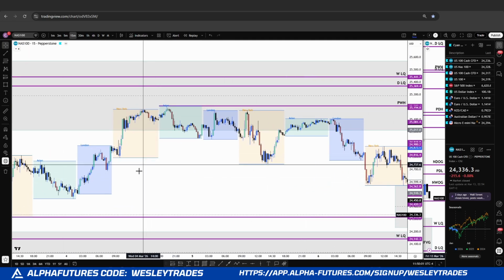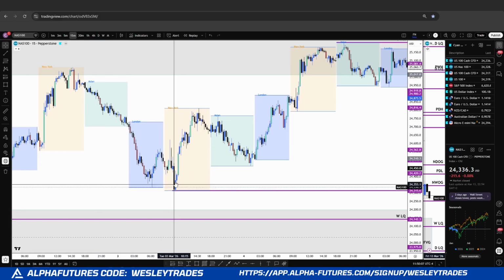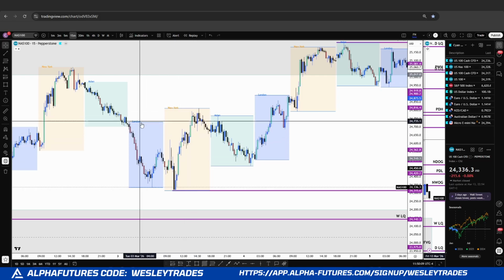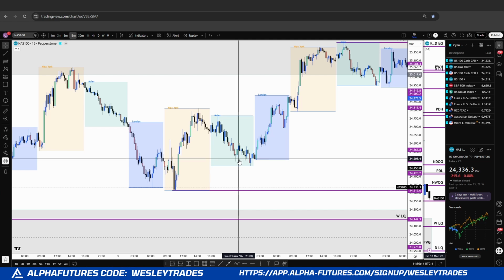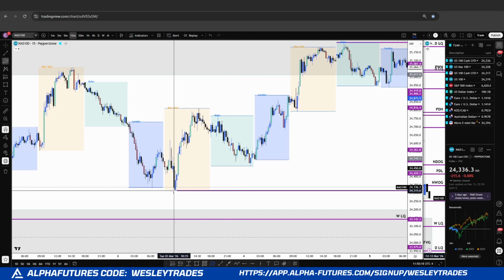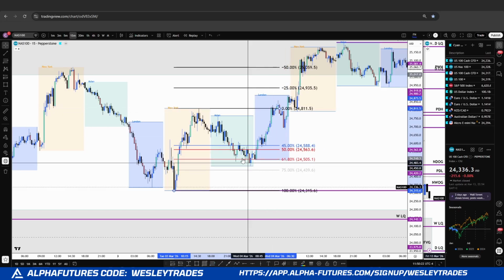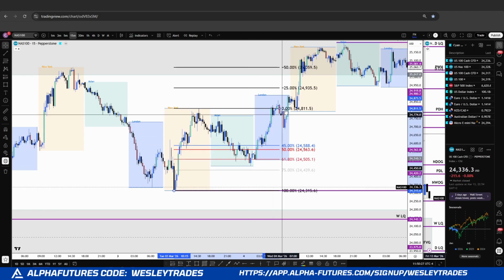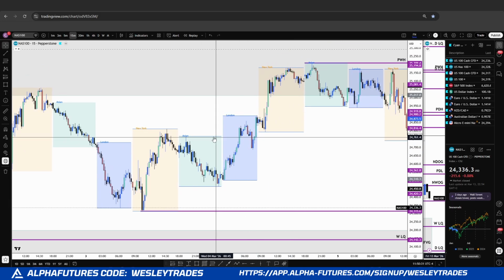Take a look here, for instance. What happened here when this London session low was taken? Price had a reaction. What happened here when the London session high was taken? Price had a reaction. And price made a 61.8 fib retracement back down during Asian session and started going up.